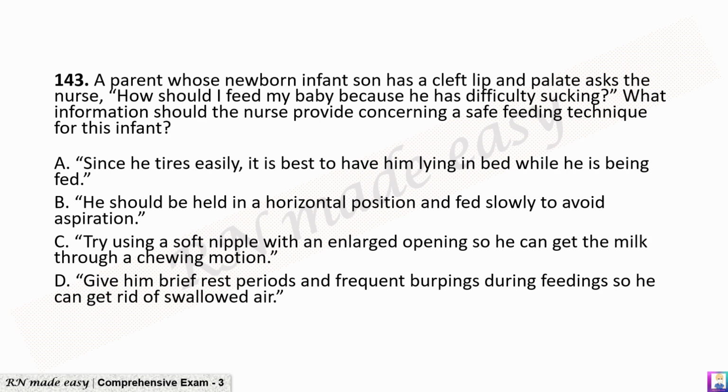A. Since he tires easily, it is best to have him lying in bed while he is being fed. B. He should be held in a horizontal position and fed slowly to avoid aspiration. C. Try using a soft nipple with an enlarged opening so he can get the milk through a chewing motion. D. Give him brief rest periods and frequent burpings during feeding so he can get rid of swallowed air.